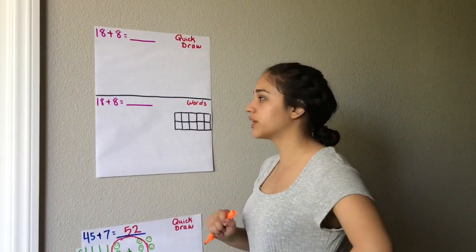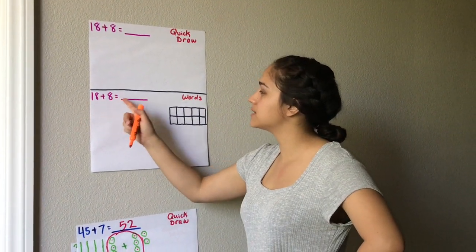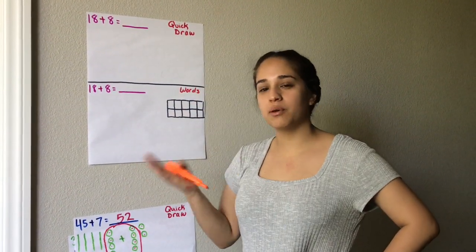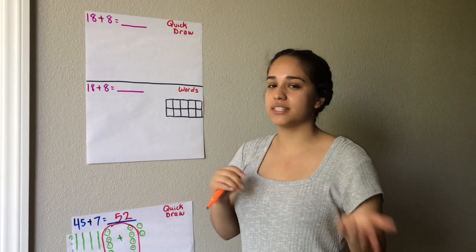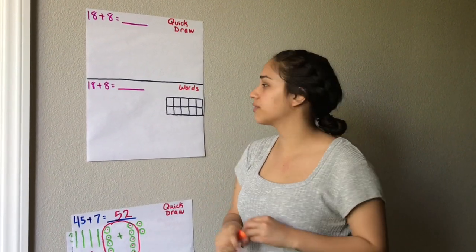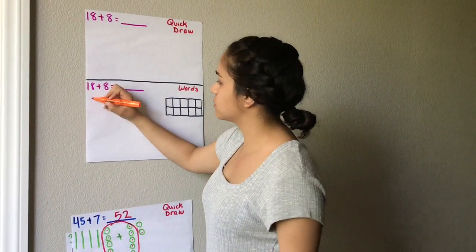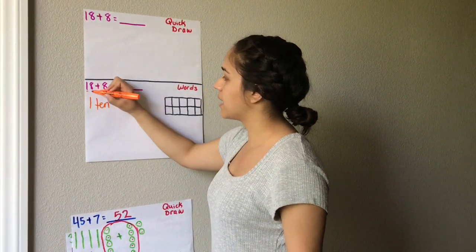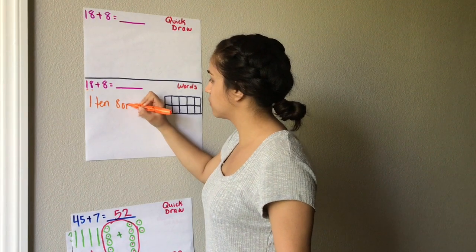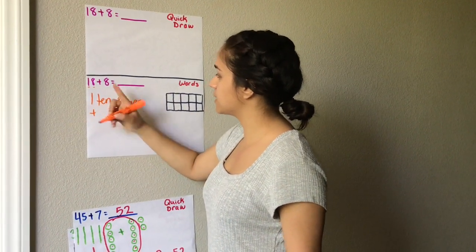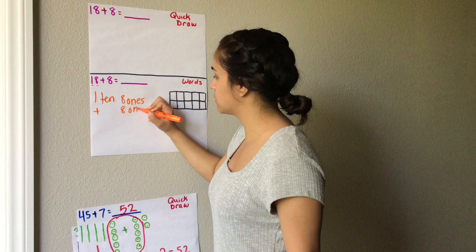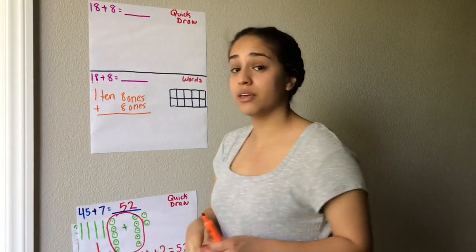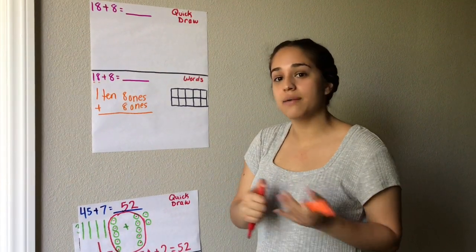This last equation we're going to work with is 18 plus 8. This time we're going to start with the words and finish with the quick draw. Maybe one way is easier for you, maybe a different way is easier for you, but you should try both. 18 is 1 ten, because I have a 1 in my tens place, and 8 ones, plus 8 more ones. Maybe you want to represent that with 2 colors. That might even help you see.